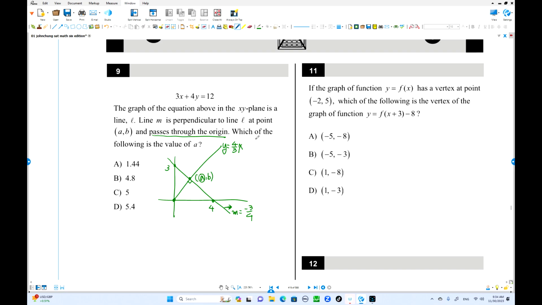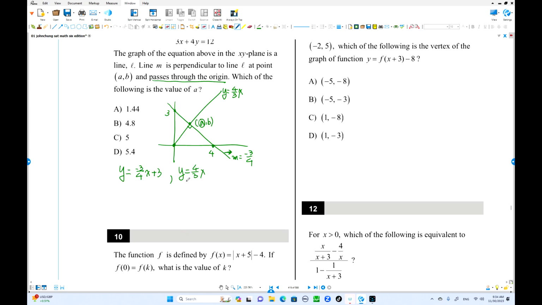Okay, so we got two equations. The first one is y equals, this one is how much? Negative 3 over 4 x plus 3. The other one is 4 over 3 x. Now let's solve these to find the intersection. Negative 3 over 4 x plus 3 equals 4 over 3 x. You're going to move it to the right, or times 12. Okay, that is better to get integer equations.